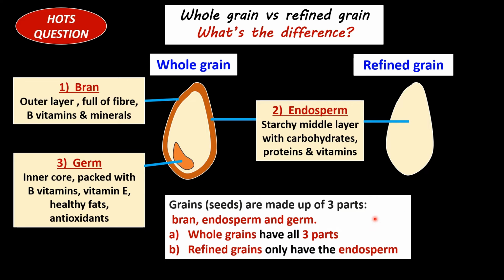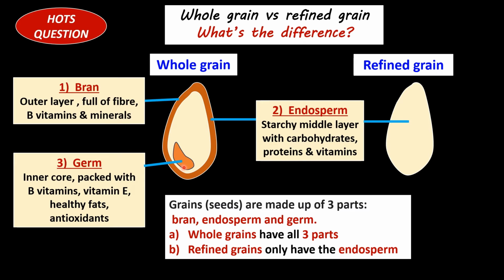So grains are seeds that are made up of three parts. The bran, which is the outermost layer, and then the endosperm, the middle layer, and the germ, which is the inner core, okay? So whole grains, as the name suggests, whole, it means that they have all the three parts. These three parts were not removed from the grain during processing. But for refined grains, they have undergone some processing, and the bran and germ have been removed, leaving only the endosperm, which is shown here. All right. So both whole grain and refined grain have the endosperm, but the whole grain has something more. The whole grain has bran, which is the outermost layer, and the germ.